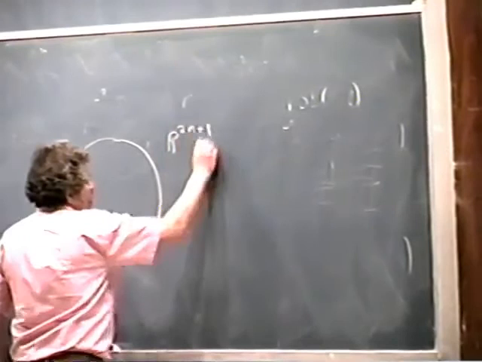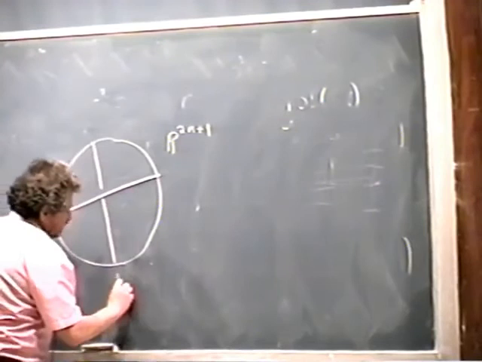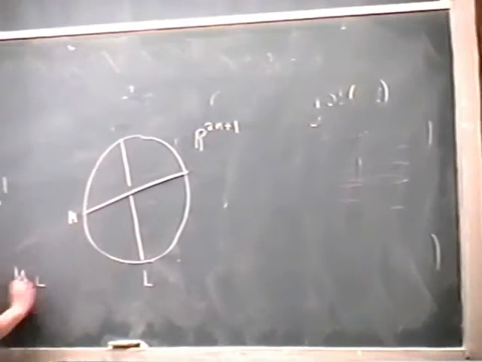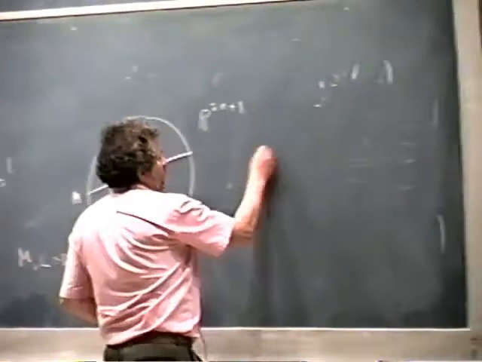In P^(2n+1), you take two copies of Pn, which are disjoint. So this is L, and this is M, which are both linear projective subspaces, isomorphic to Pn. And now there's an obvious involution. You can give it in coordinates the following way.